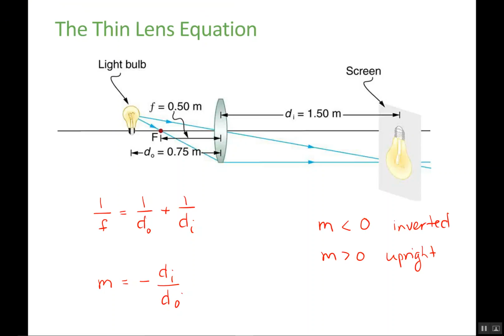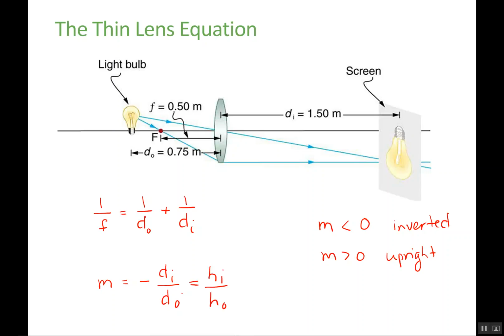If the magnification is a value that's less than 0, that communicates that the image is inverted or upside down. And that would be the case in this situation. DI is positive, DO is positive. Negative of a positive ratio is a negative value. So the magnification would be less than 0, inverted. If the magnification was greater than 0, that tells you the image is upright.